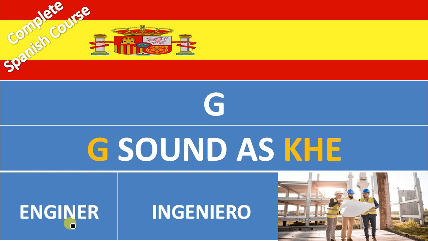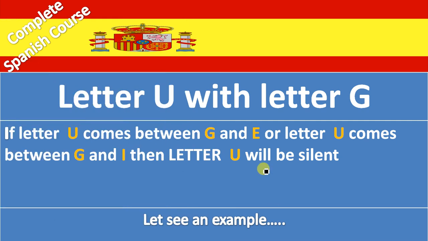Now the G sounds as he. Example is engineer. In English, engineer, but in Spanish we say ingeniero. So here you can see GE. How we will pronounce this GE is he. Ingeniero means engineer.